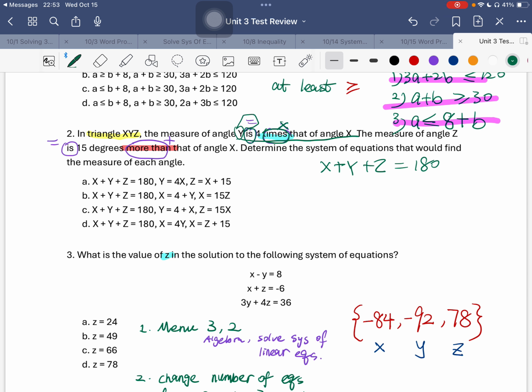Y equals 4 times X. Let's write it down. So Y equals 4 times X. That's our second equation. The third equation is here. C is 15 degrees more than X. So we write it the way we read it. C is means equal, 15. More than is addition. 15 plus X. Okay, now pick the correct answer.